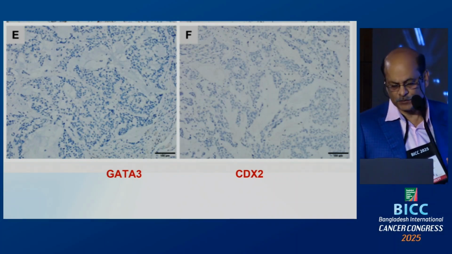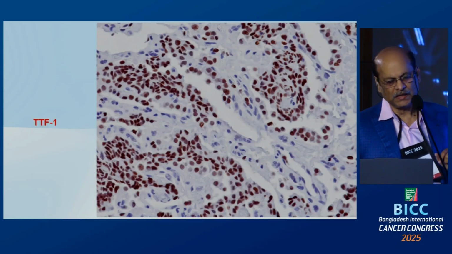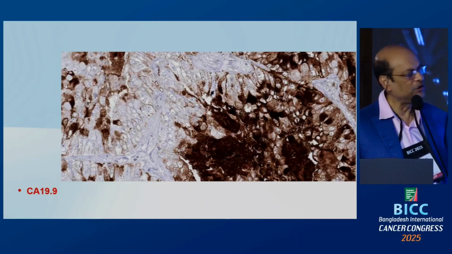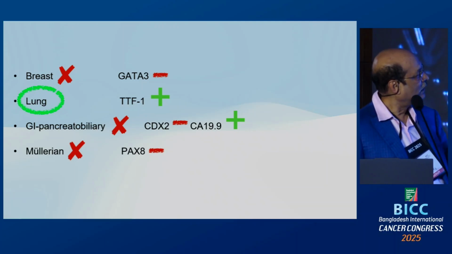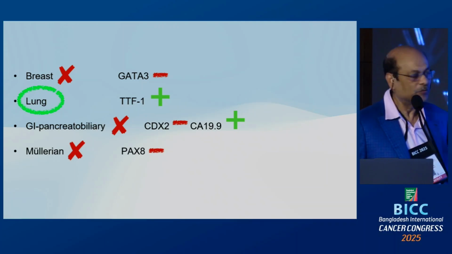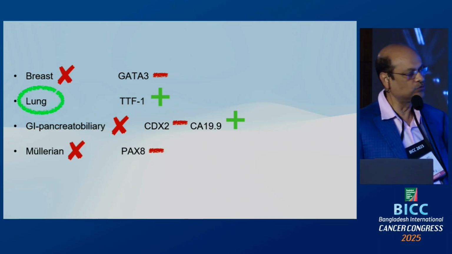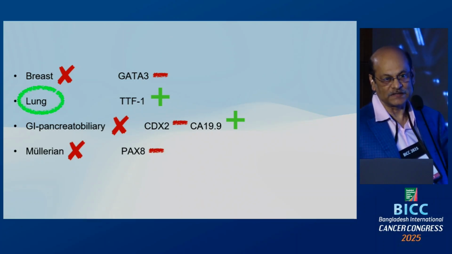So GATA3 negative, CDX2 negative, PAX8 negative, and this is TTF1. TTF1 is positive. CA 19.9 was positive. So in this particular case, it is not breast because GATA3 is negative; TTF1 is positive, CDX2 was negative, but CA 19.9 is positive, and PAX8 is negative. So it is primary lung adenocarcinoma.